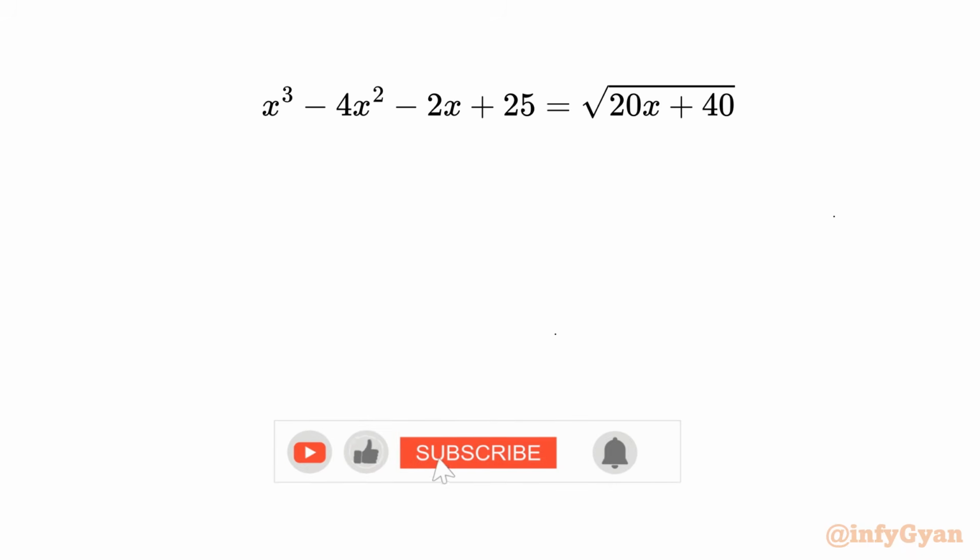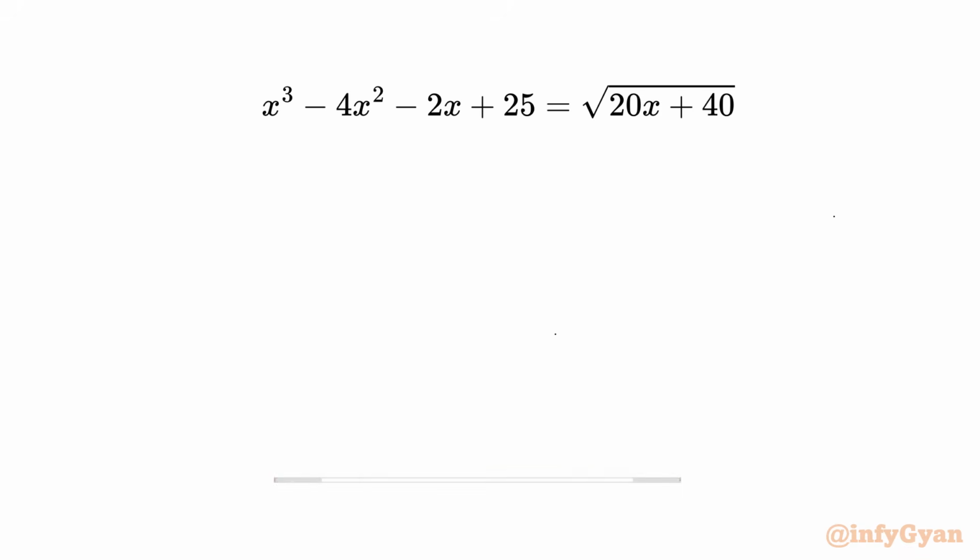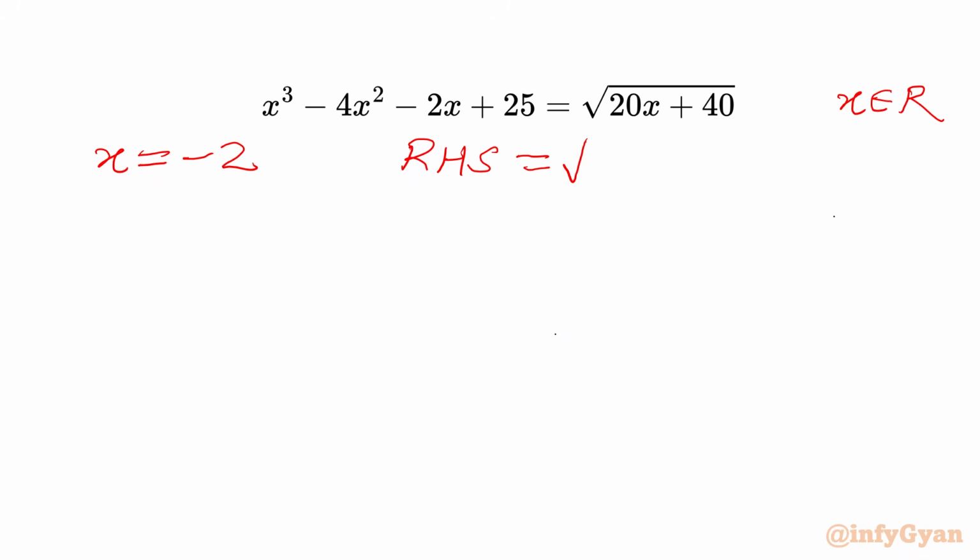Today in this video we will be solving one very interesting and challenging radical equation for the real values of x. So let's get started by checking our equation at x equal to -2. We'll find the right hand side first, which will be equal to square root of 20 times -2 plus 40, which will be equal to square root 0, which is 0.